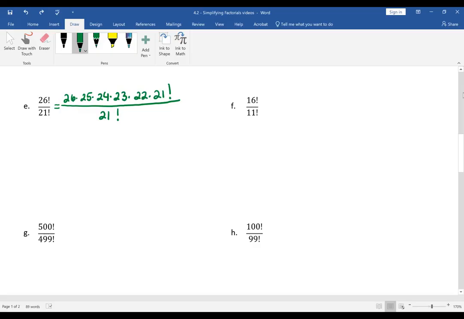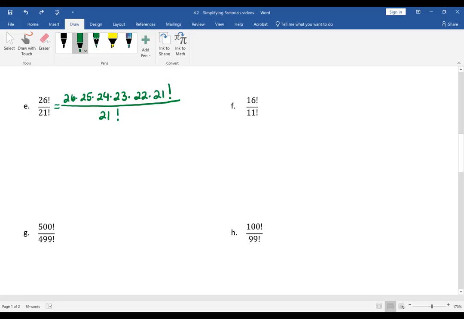Part E, 26 factorial over 21 factorial. 26 factorial equals 26 times 25 times 24 times 23 times 22 times 21 times 20, and you keep going. But since this is a bigger number, instead of writing the multiplication for all the numbers from 26 to 1, I'm going to stop at 22, and then instead of 21 times 20 times 19, I'm going to write times 21 factorial, because 21 factorial is 21 times 20 times 19 all the way to 1.